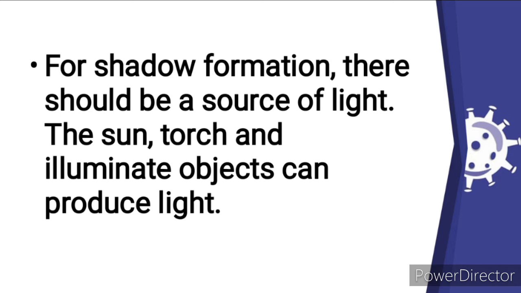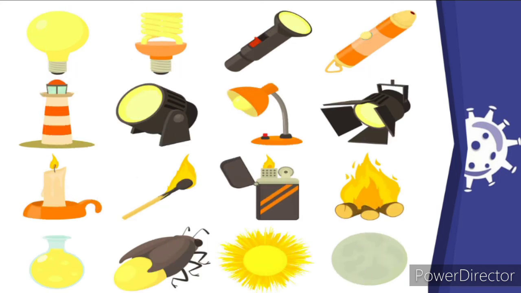So, for shadow formation, there should be a source of light. The sun, torch, and illuminated objects can produce light. Can you see the picture? The various light sources: the bulb, the lamp, the torchlight, the fire, the sun, even insects can produce light. So all these are light sources. So a shadow needs a light source in order for it to be what? Formed.